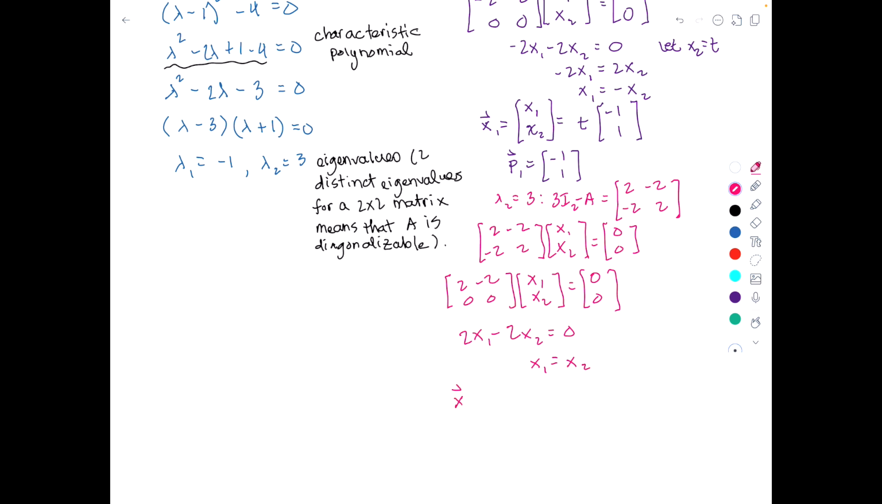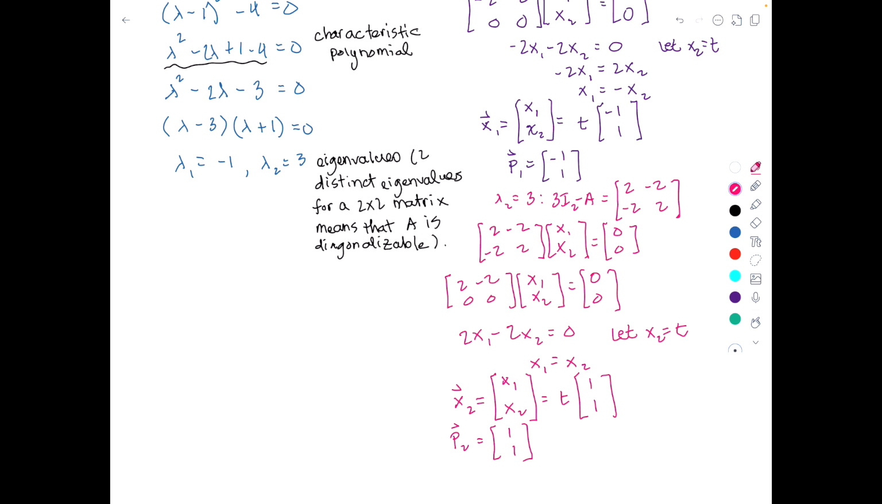So the vector x will be x1, x2, which will equal, if we let x2 equal t, t times 1, 1. And then using a basis for that to get p2, we'll just have 1, 1. Cool so far?